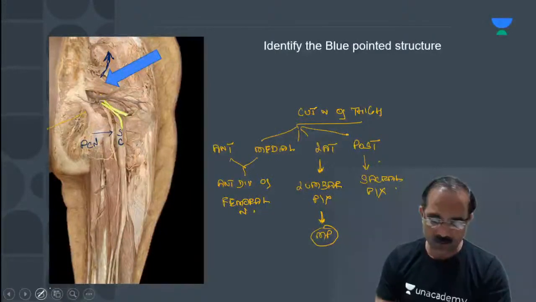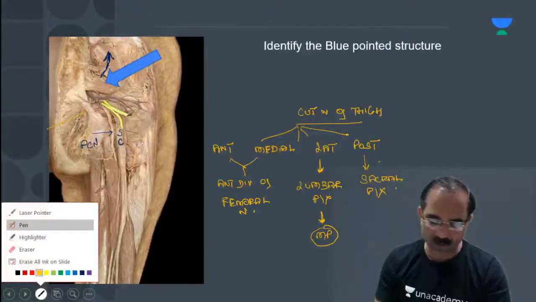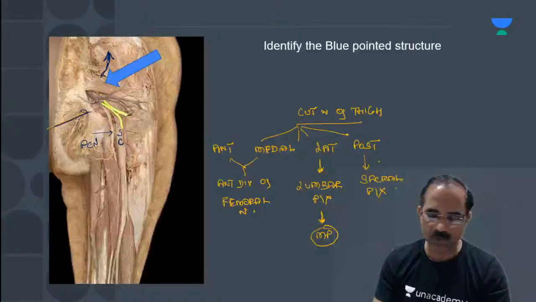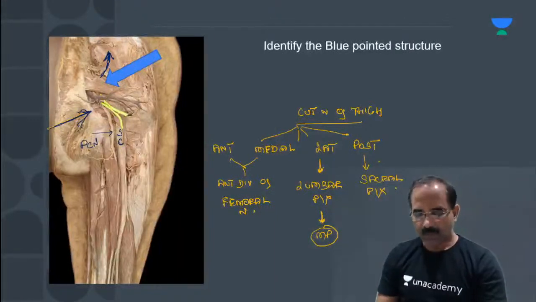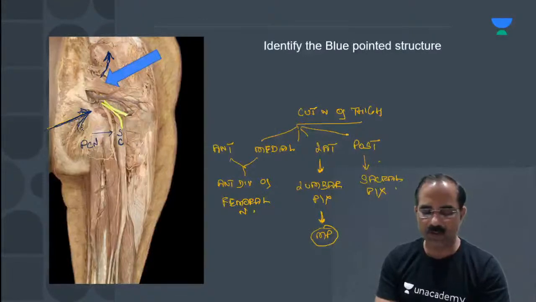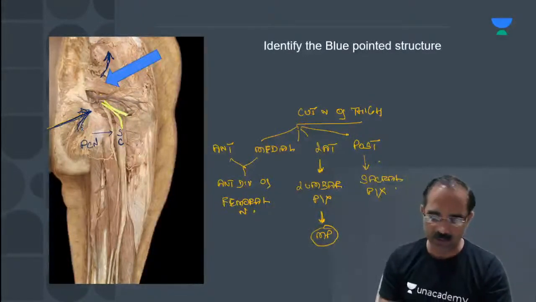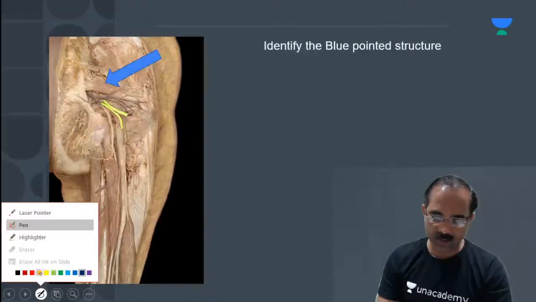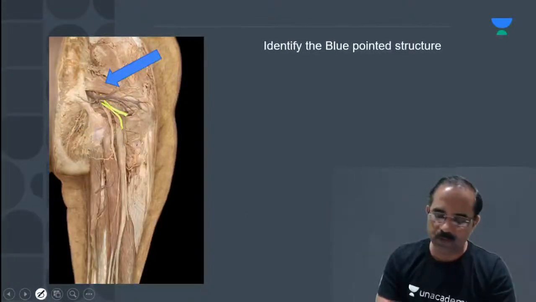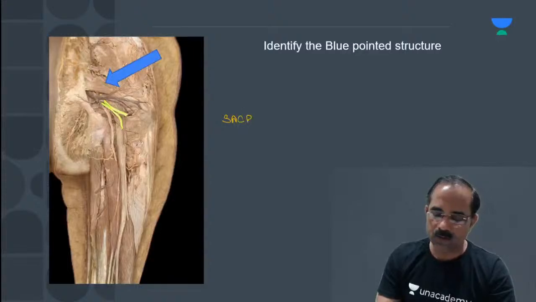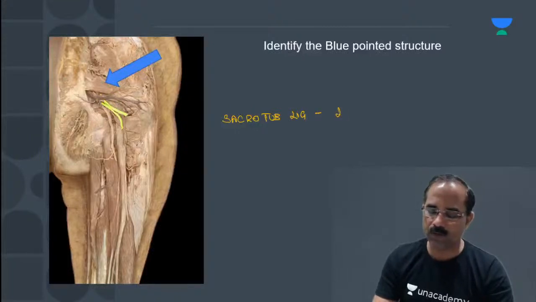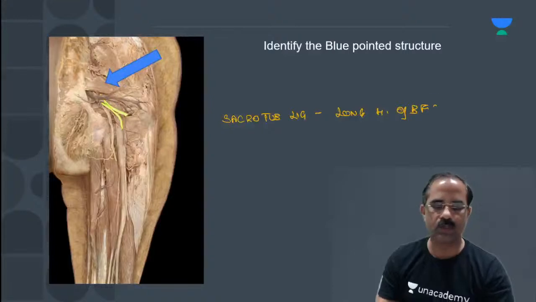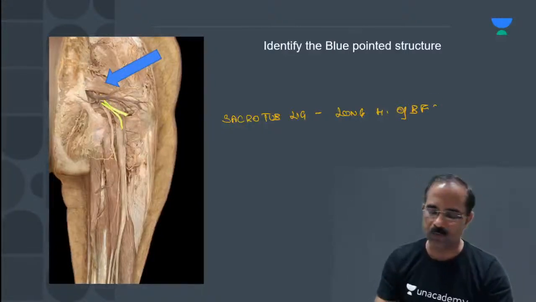Students, if you can quickly tell me, what is this ligament that I am highlighting for you? This is the sacrotuberous ligament, and it represents the degenerated part of a muscle. Yesterday, did I tell you this? The sacrotuberous ligament is a degenerated part of the long head of biceps femoris.